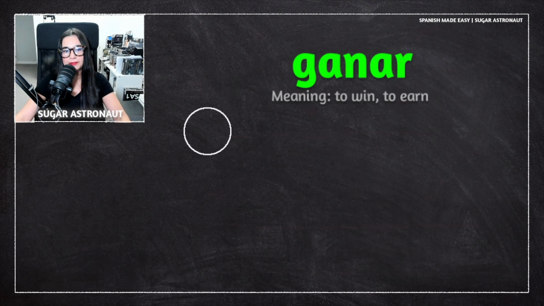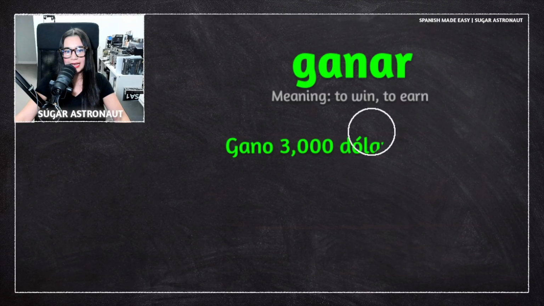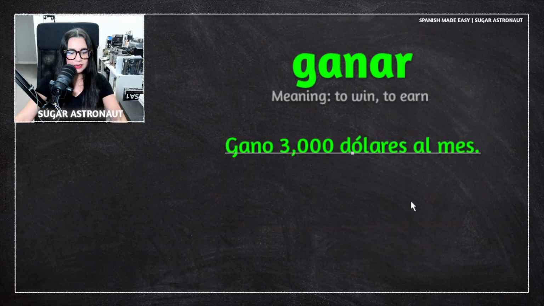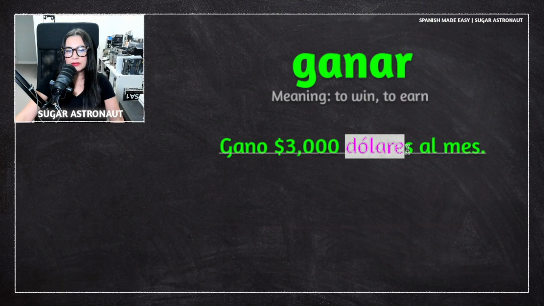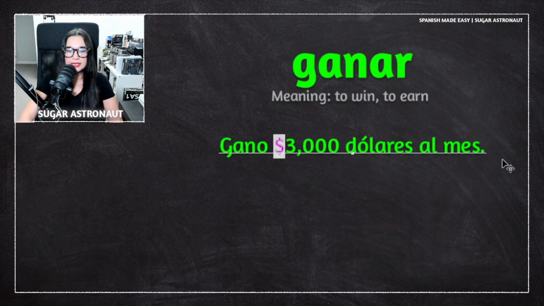For example, gano $3,000 al mes. You know what? Let's add this symbol there. Gano $3,000 al mes. I mean, we could remove dólares, right? Because we have the symbol here, but let's just have it like that.